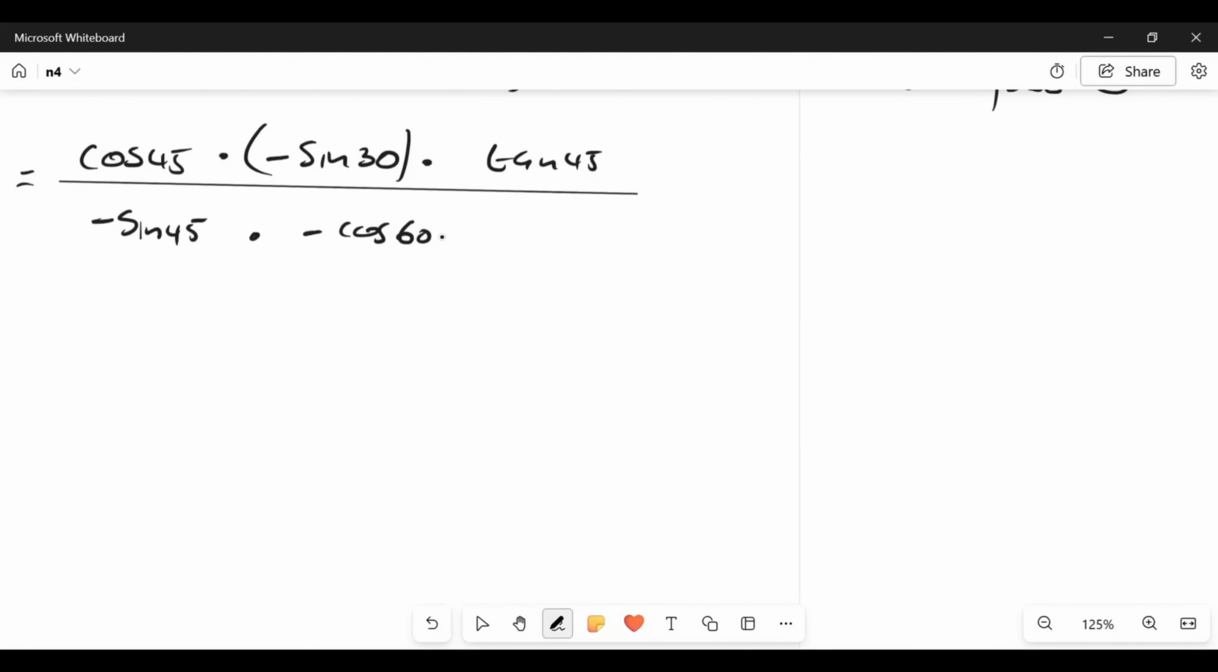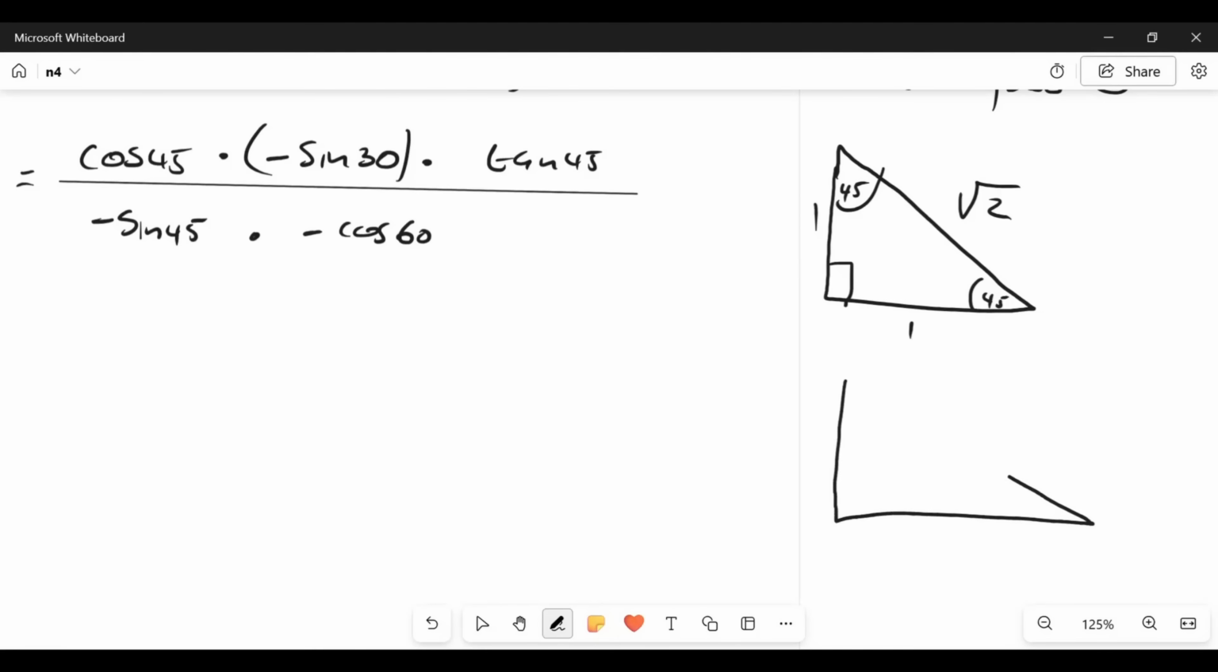Now, in order for us to continue here, guys, we need to use the special angles. Now, for the special angles, we have triangles there. This is the first triangle. Now, let's use the other triangle. We only need these two triangles, by the way. So these here, guys, are the triangles that you need to know.